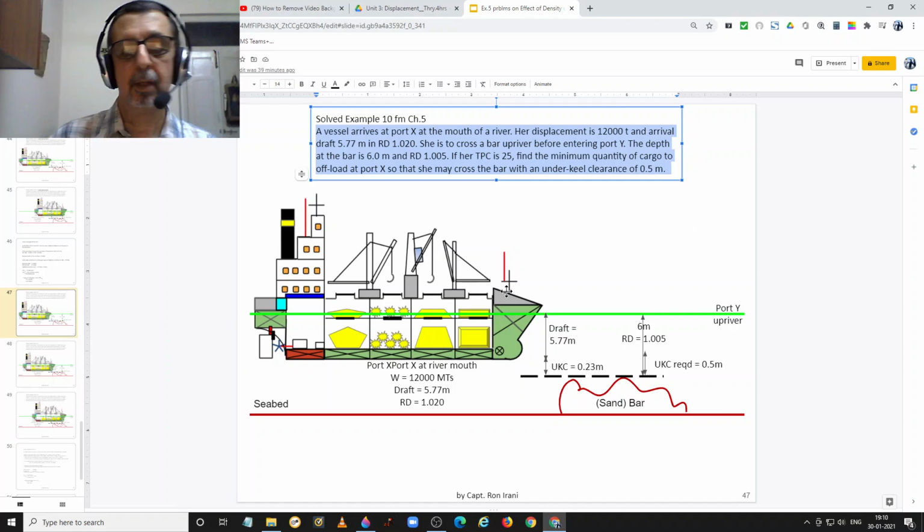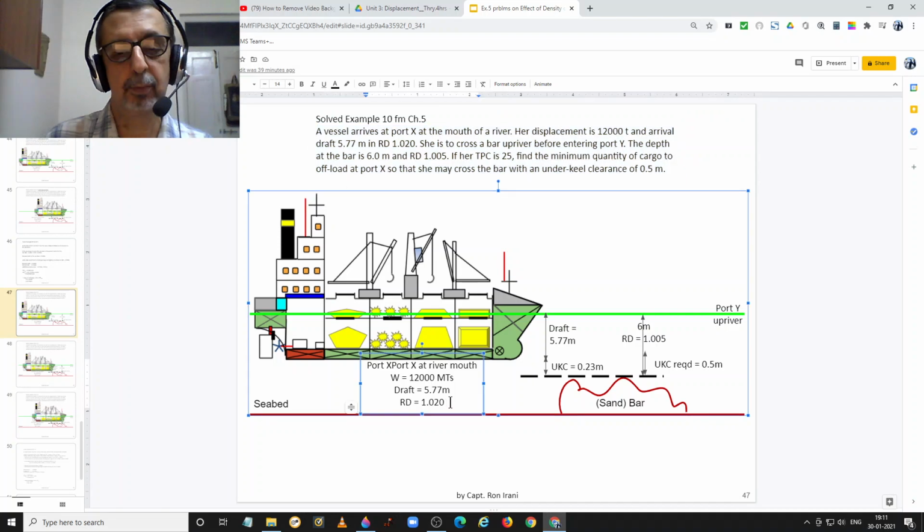So we start off again. The ship has arrived at port X. Her displacement is 12,000 tons. Her draft is 5.77 meters and the relative density of the water at port X is 1.020. If she were to go just like this without discharging anything, first and foremost, there would be a little bit of sinkage because she is going from dock water 1.020 to dock water 1.005.